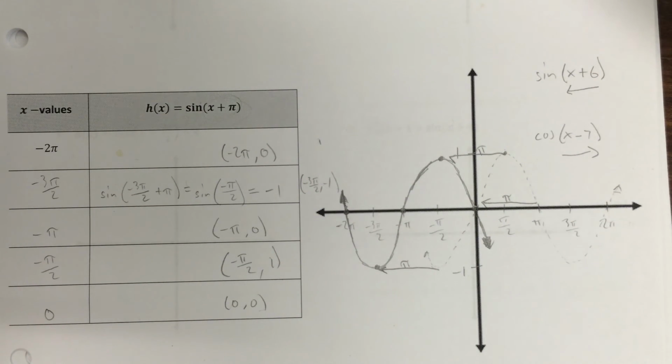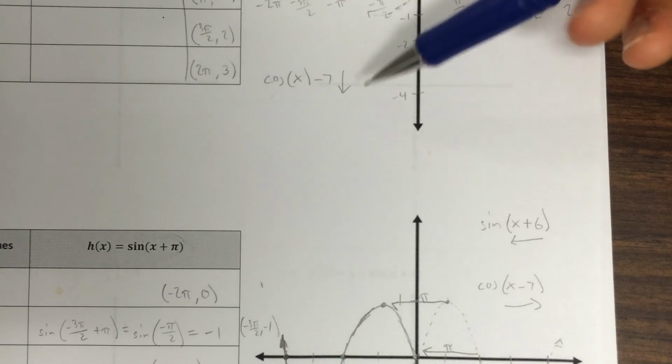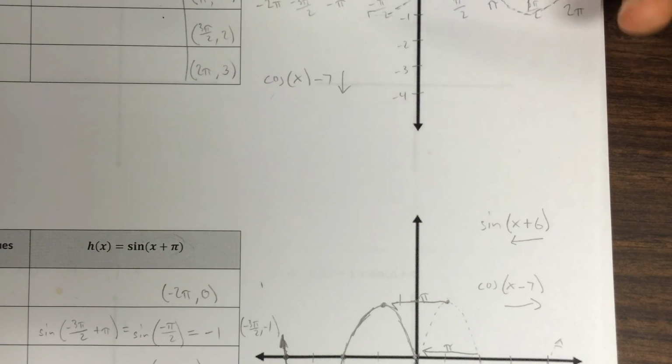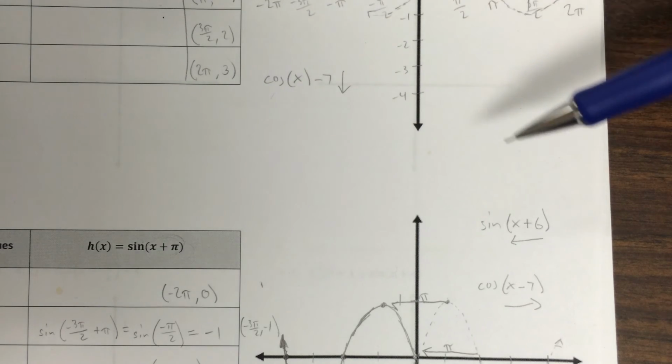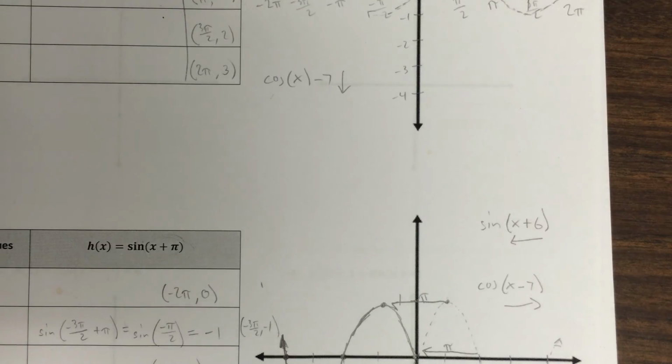Hopefully this is similar to what you've learned in Algebra 2. We need to know these key differences. If it's outside of our function, if we're adding, we move up. If we subtract, we move down. If it's inside of our function, we add, we move left, subtract, we move right.